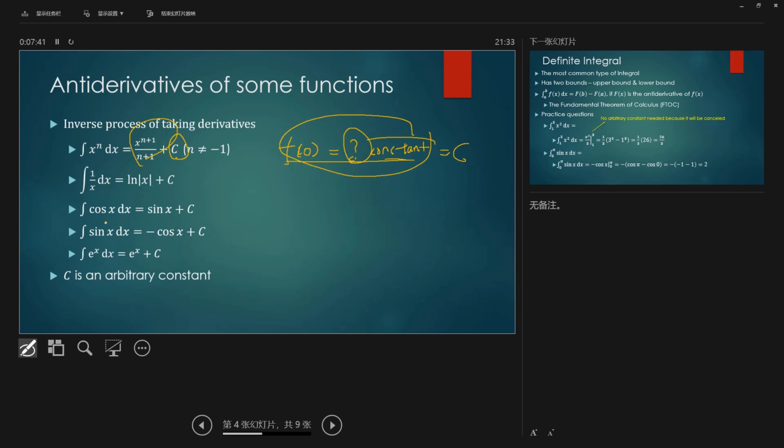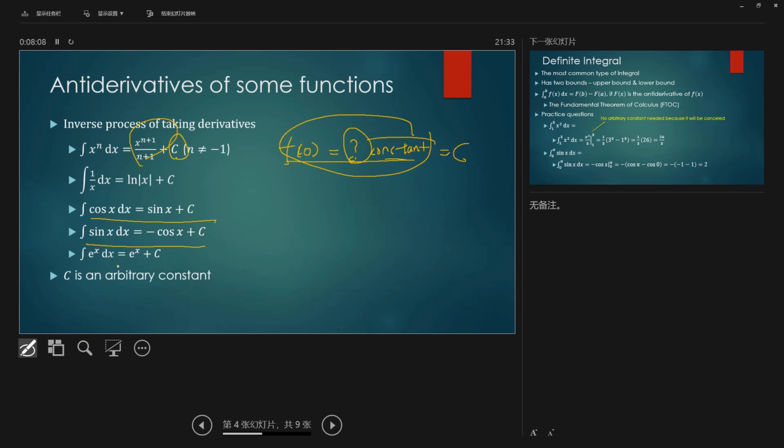And the third one, the integral of cosine x dx equals sine x plus c. But these two are a little bit important here, so you better remember these two because they're the trigonometry questions. Okay, so the integral of sine x dx equals negative cosine x plus c. Sine x, okay, negative cosine x plus c.